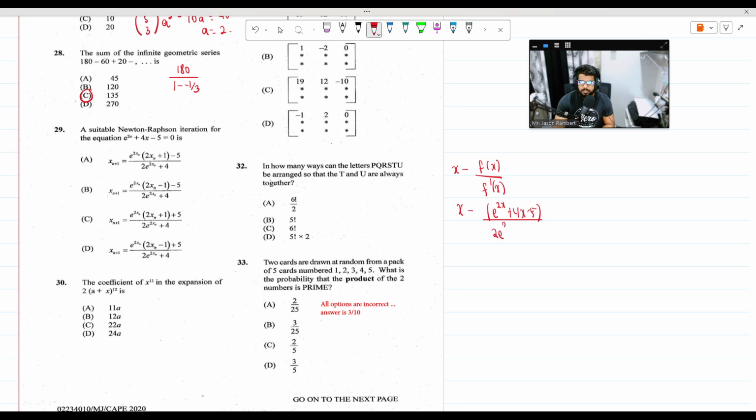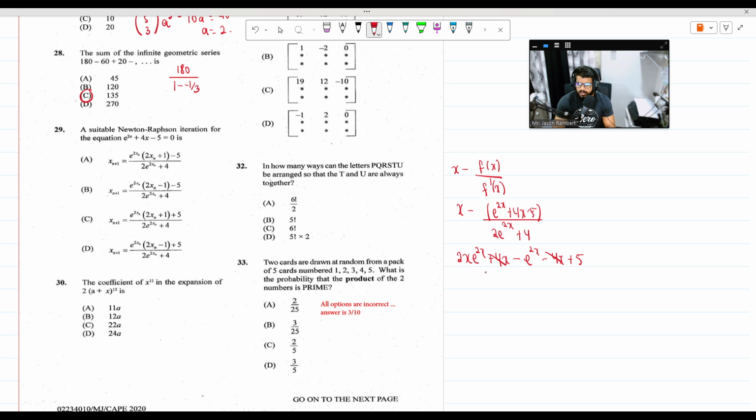2e to the 2x plus 4. Cross multiply: 2x e to the 2x plus 4x take away e to the 2x take away 4x take away 5 plus 5 actually. So the 4x and the 4x goes. It could be over 2e to the 2x plus 4. All of the options have 2e to the 2x plus 4 on the denominators. I am just looking to see what the numerator is going to be.